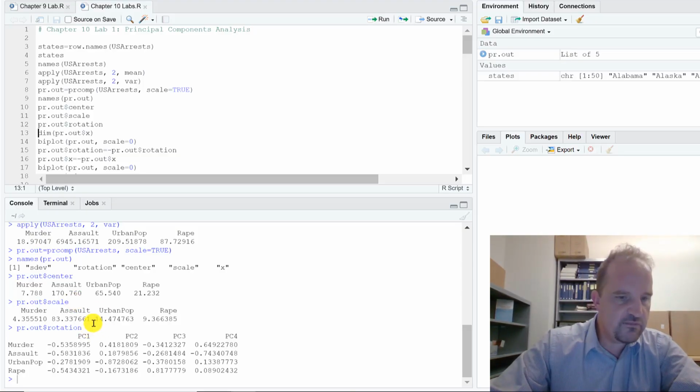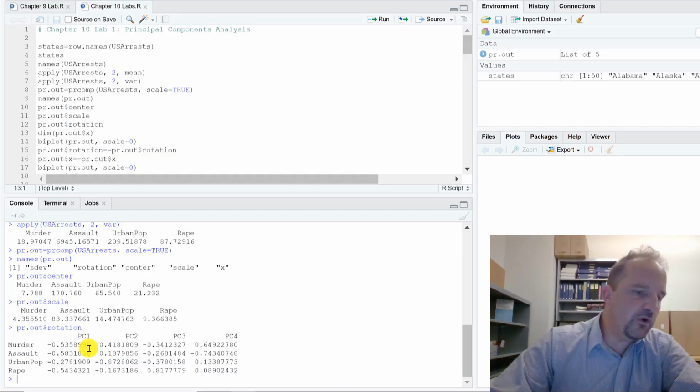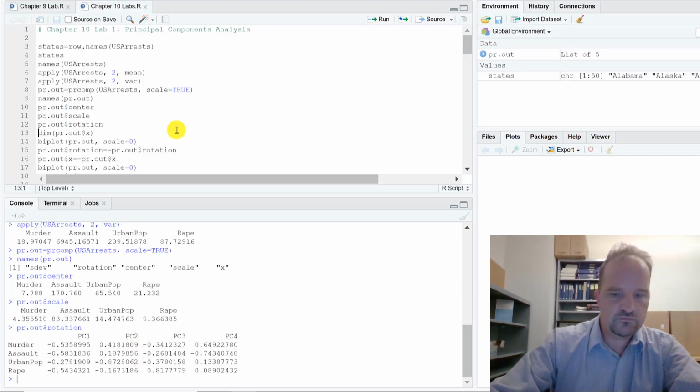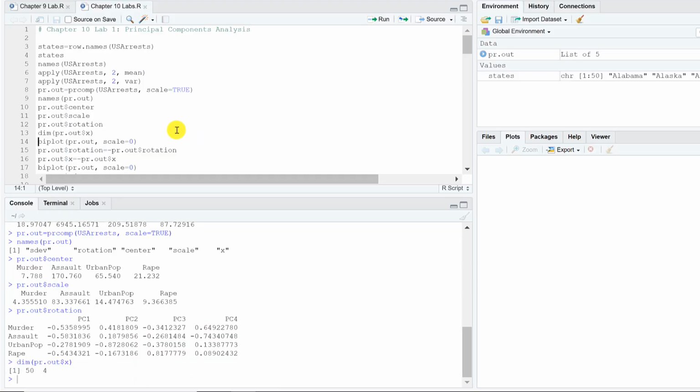And then the rotation is the matrix that was used to rotate the data, which has as columns the principal components, the individual principal components. And so here's principal component 1, and these values are the loadings of that principal component, or the components of that principal component as a vector. And so we can see PC1 points strongly in the direction of the crimes, but not the urban population as much, and PC2 points more strongly in the direction of urban population. Of course, the dimensions of the principal components matrix are 50 rows and 4 columns, the same as the original data.